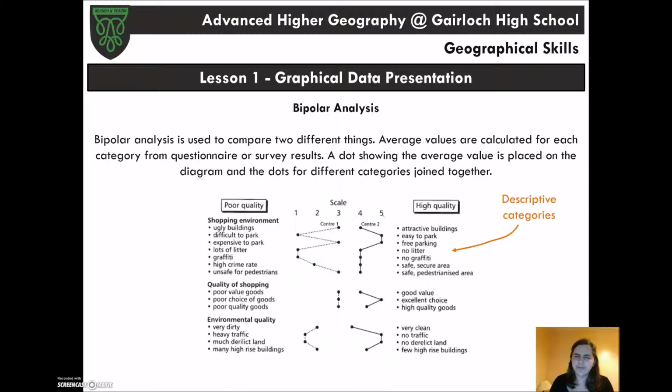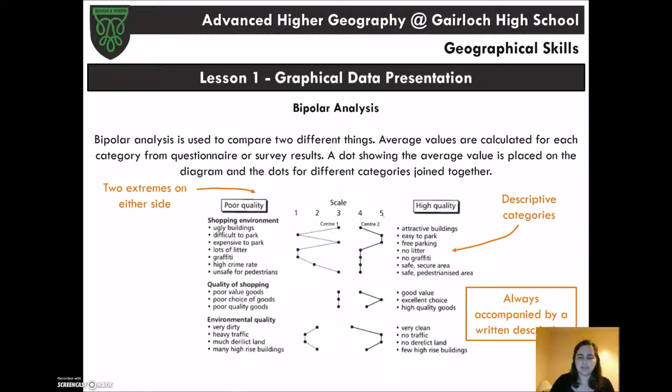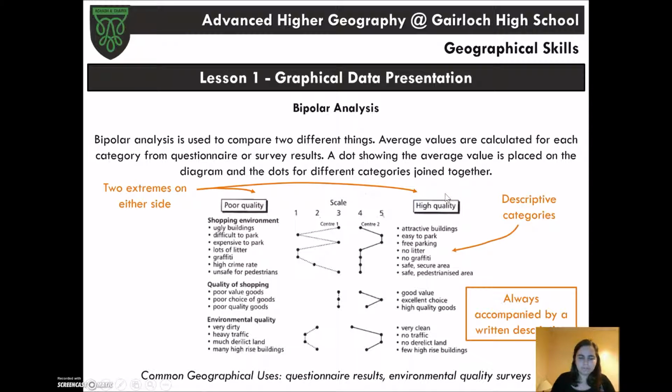We've got descriptive categories, so these are things that are descriptive in terms of words. Okay, we've got the extremes on either side. We've got ugly, attractive, difficult, easy, expensive, free. Okay, and we've grouped all the poor quality ones together and all the high quality ones together. Always accompanied by a written description, so to describe the results as well. Although you might not go through every single one, you might draw attention to particular things. And it's easy to see that they differ, and by how much.